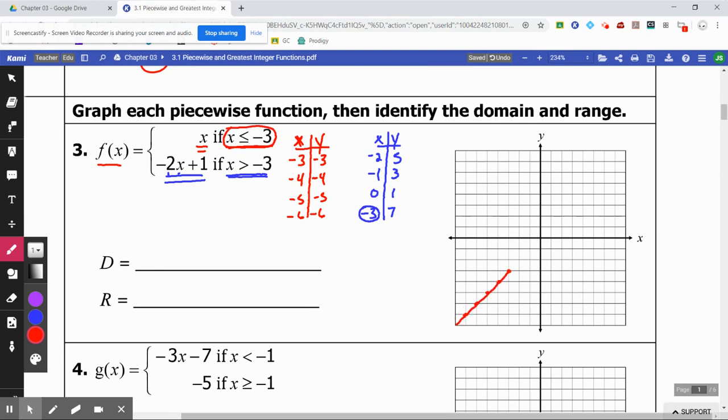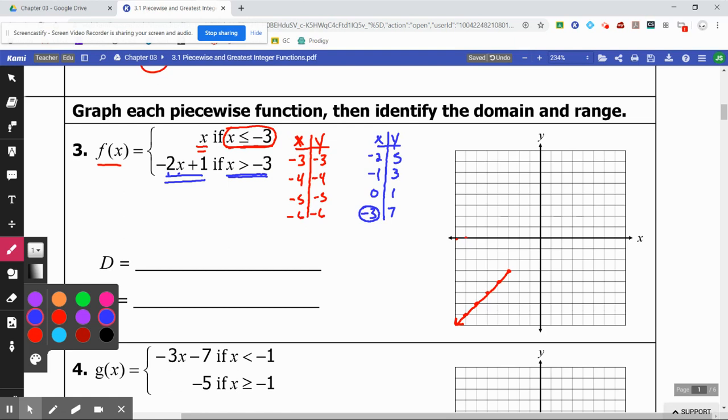Now, the next question is, could I have plugged in values further to the left? Could I have plugged in negative 7, negative 8, negative 9? Sure, so what I'm going to do is put an arrow on that part of my graph. Now, let's go to the blue part of my graph.